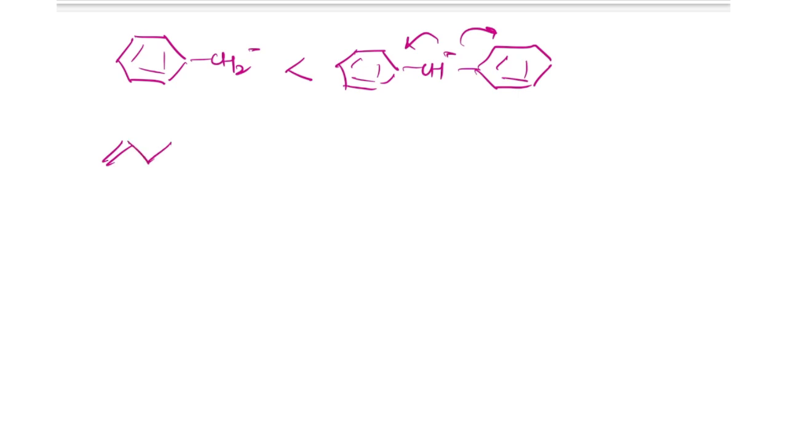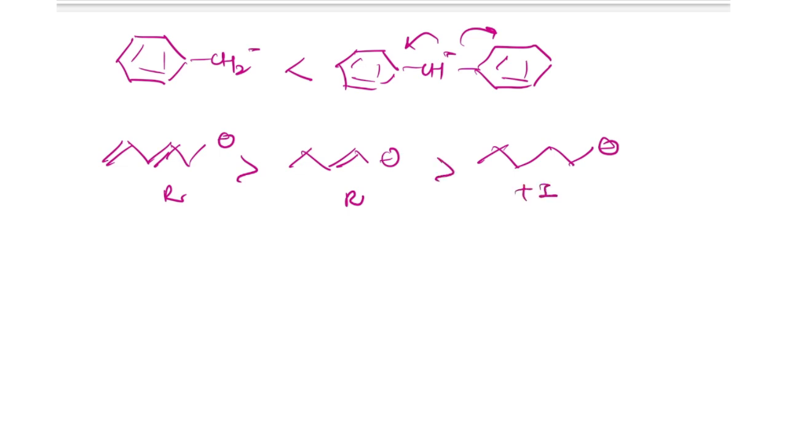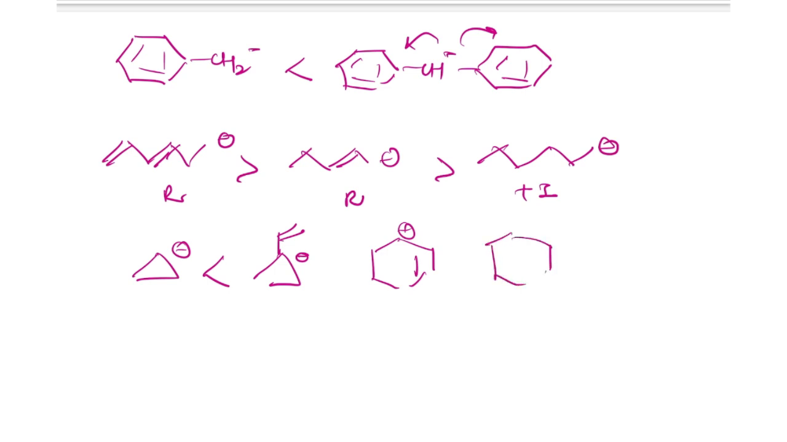Next we have negative charge over here, negative charge over here. Remember, here we have negative charge. So here we have resonance over here too, but extent of resonance is more in that case, and here we have only plus I. Now we'll talk about the next question. We have this negative charge. In these two, this is more stable. We have this negative charge, and the extent of resonance is more, so this is stable.